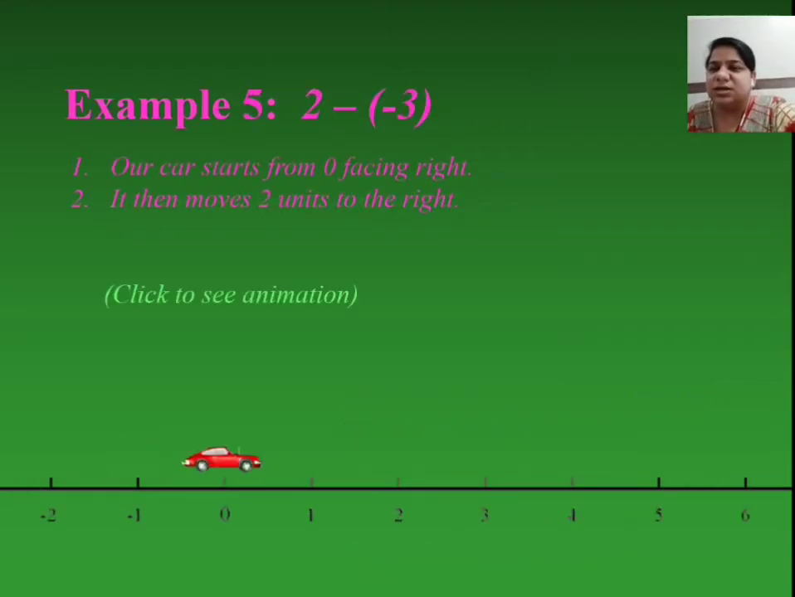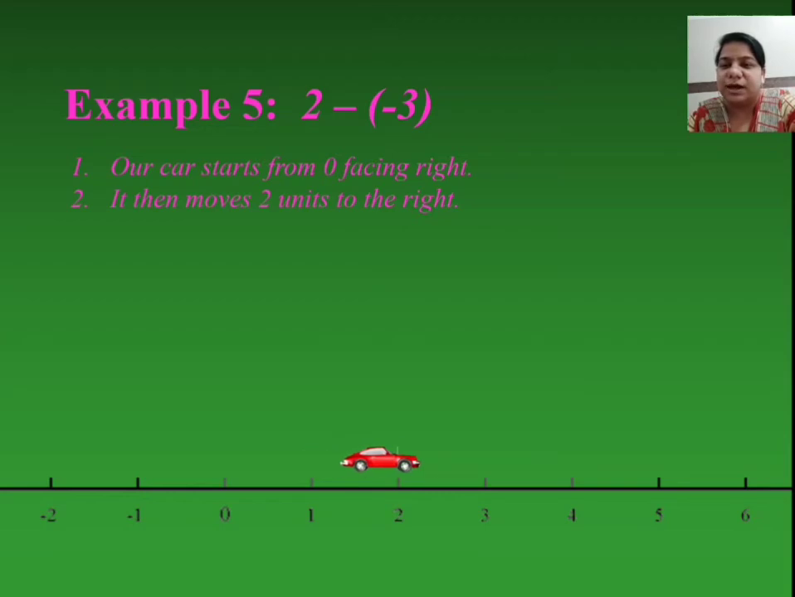Now next, the last example is 2 minus minus 3. So again the first rule will be the same: start from 0 facing towards the right. Now first of all, just check the first integer, it is 2. It means you start from 0 and move 2 steps forward, to the right side. So just check, we will move to 2.